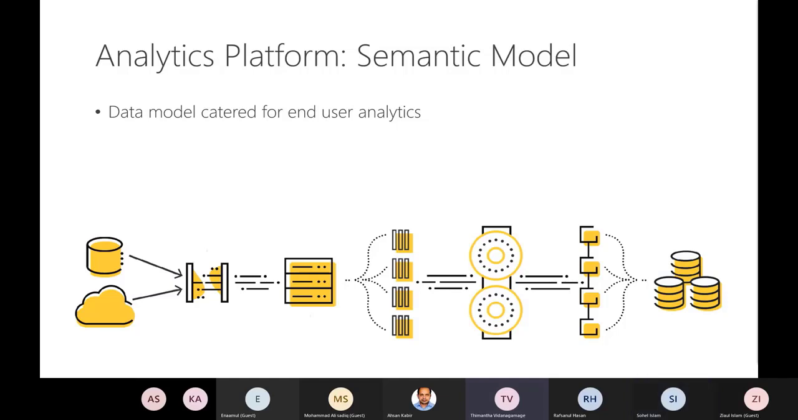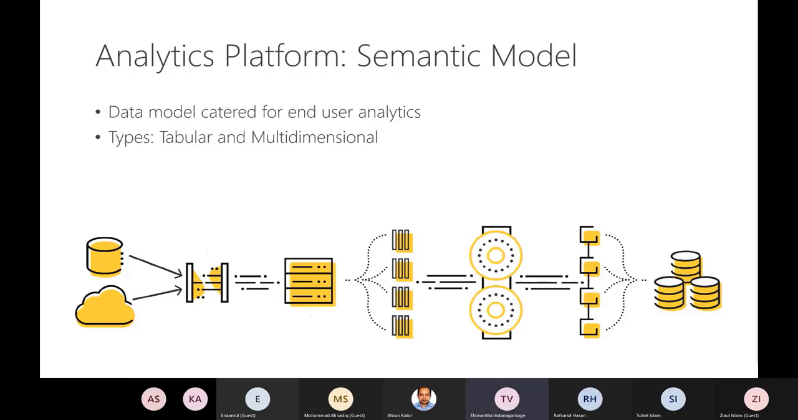And also, there are two types of semantic models. Those are tabular semantic models and multidimensional semantic models. Previously, it was just multidimensional semantic models, and later on, tabular semantic models came up. And tabular semantic models are a lot more compressed compared to multidimensional semantic models from that point of view.